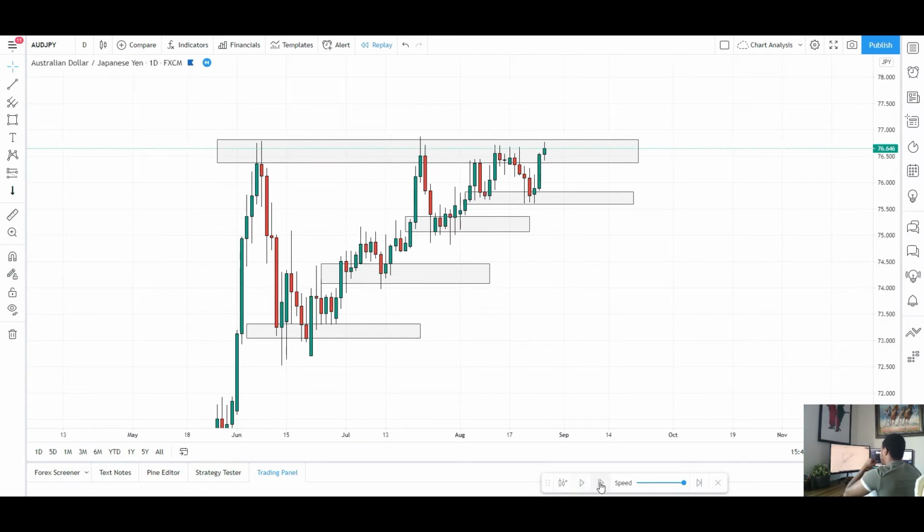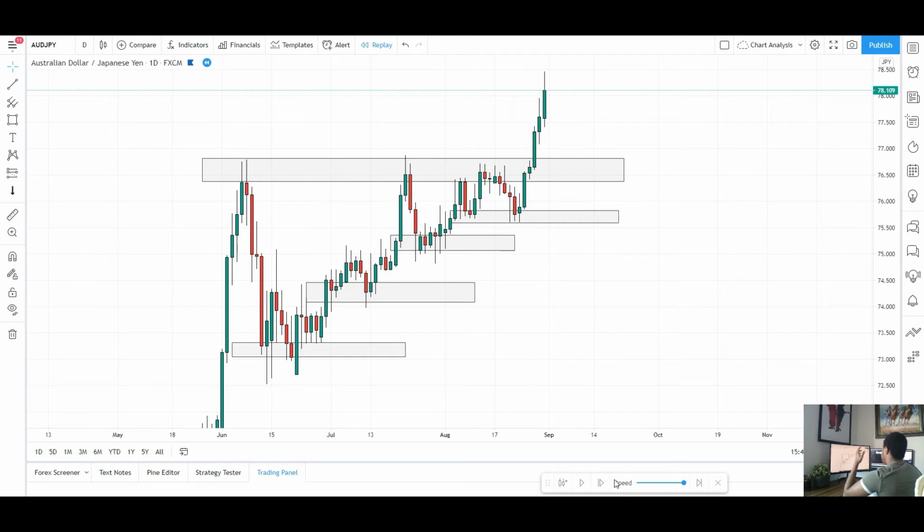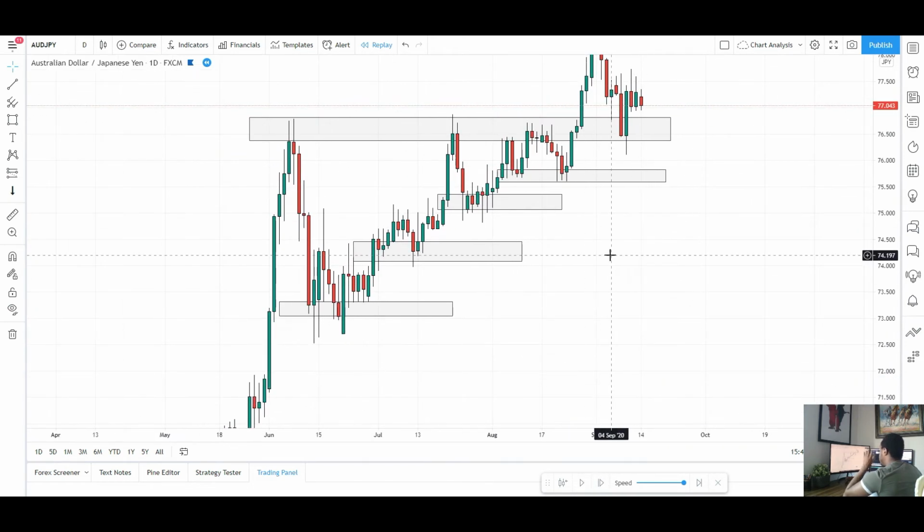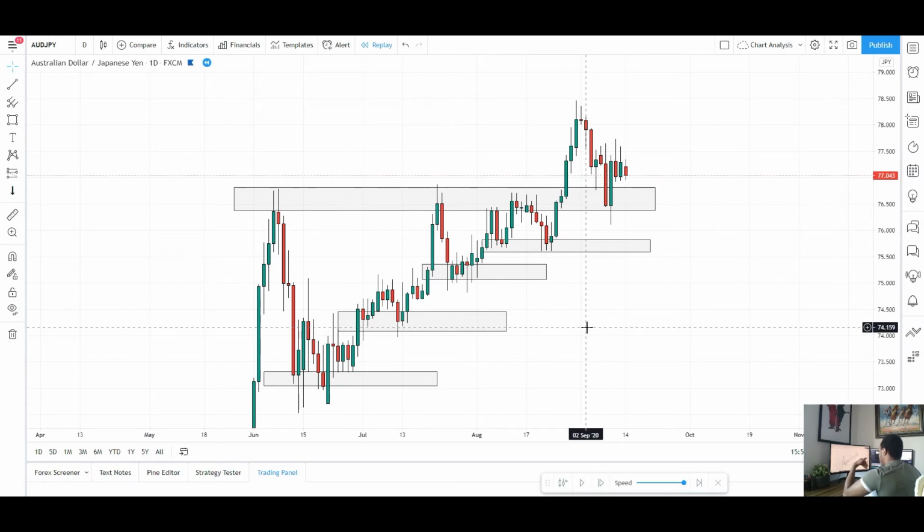And as you can see, we eventually get a nice breakout to the upside. Obviously price eventually comes right back down because it was a bit of a false breakout, but we did see that continuation to the upside, which is what we're looking to trade here.